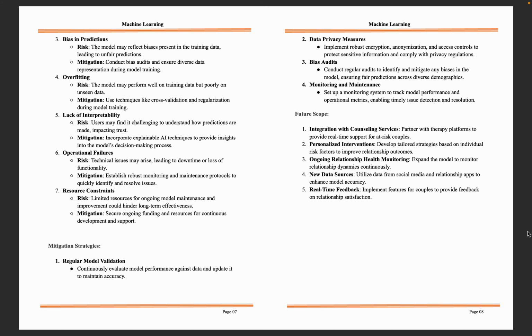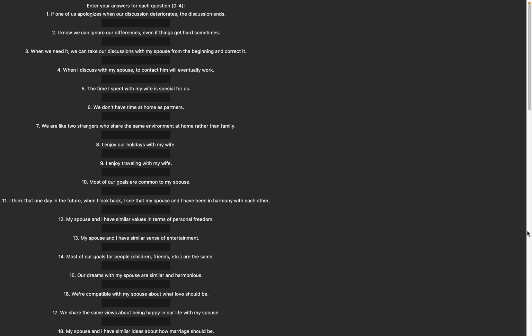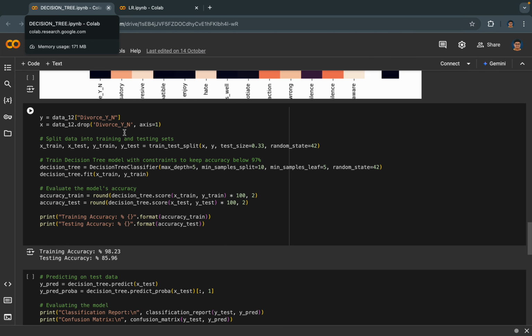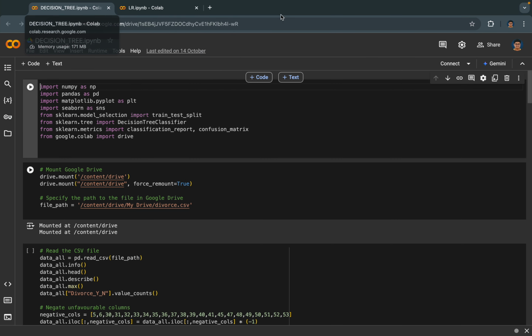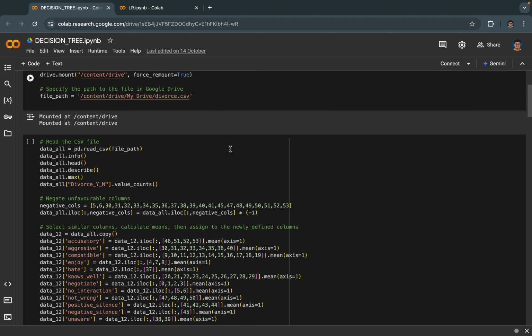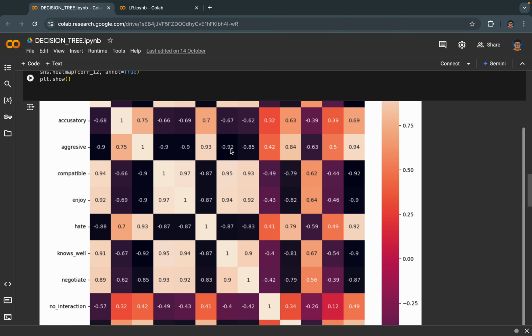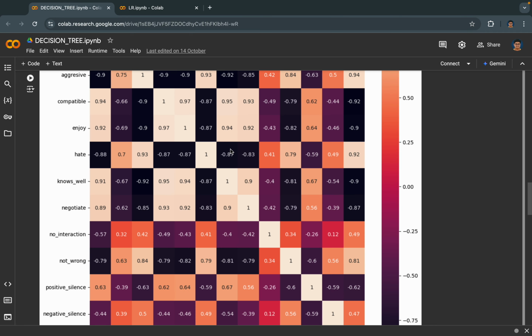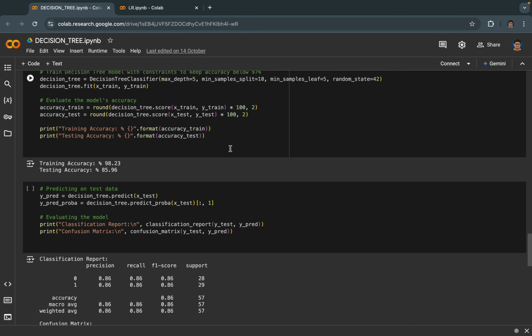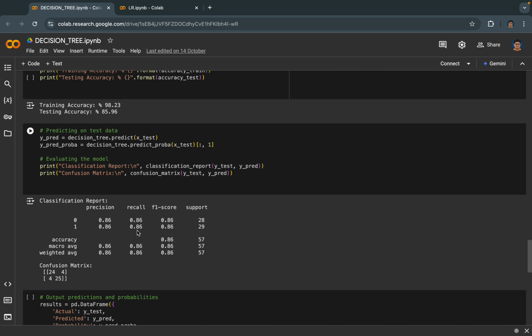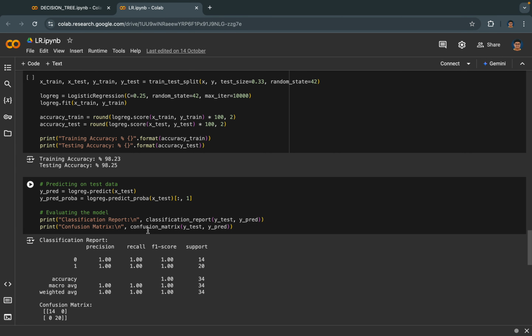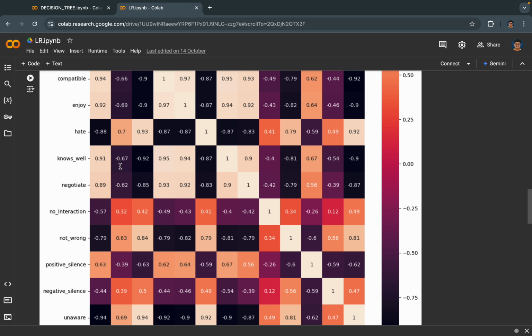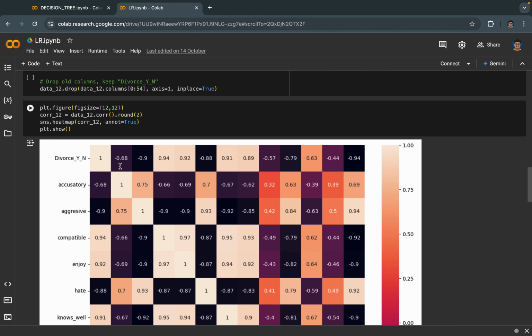Now I will show you the model code. So this is the decision tree classifier code. In this, we have trained the model using the data set. This is the heat map we have gained from it. The training accuracy is 98.23% and the testing accuracy came to about 85.96%. Similarly, for the logistic regression, we got a training accuracy of 98.23% and a testing accuracy of 98.25%. The same heat map for the logistic regression model.